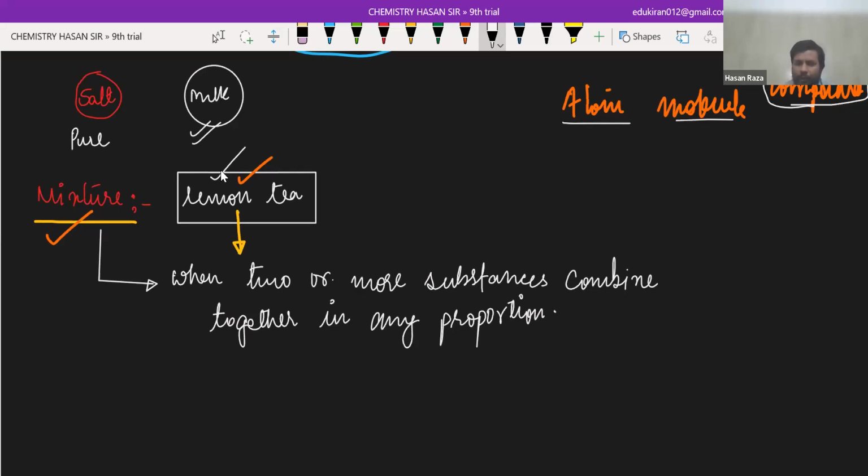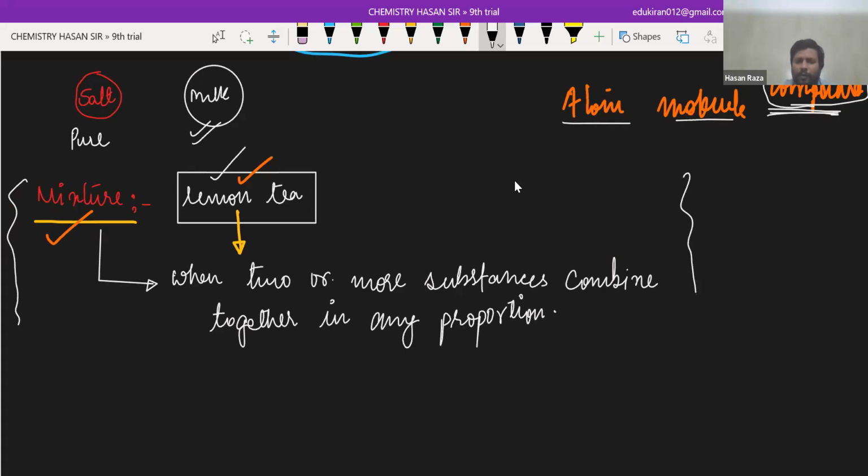But for a specific compound, you have to mix the elements in a fixed proportion. This is the biggest difference between a mixture and lemon tea. So I hope the mixture is clear to you. What is a mixture? If you are going to mix anything in any proportion, that is called a mixture.